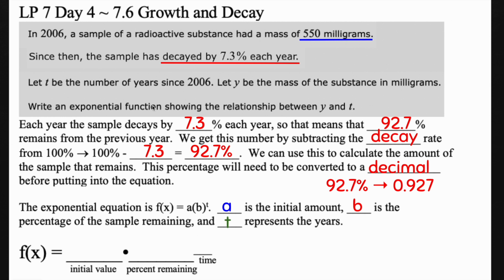So now we're just going to plug it in, because all we're doing is writing an exponential function. We have 550 for our initial value. That was what we started with. And the percent remaining each year is going to be 92.7% of whatever we started with for that year. And then for t years. So here is our exponential function. We wrote it, and we're all done with this one. We just had to analyze a little bit what's actually going on in this problem.